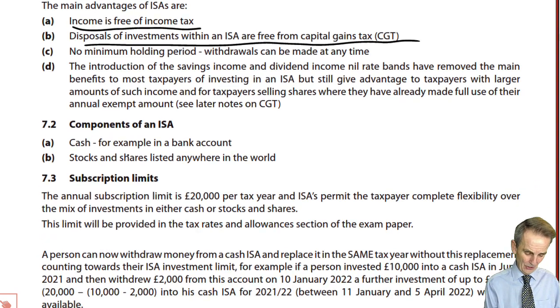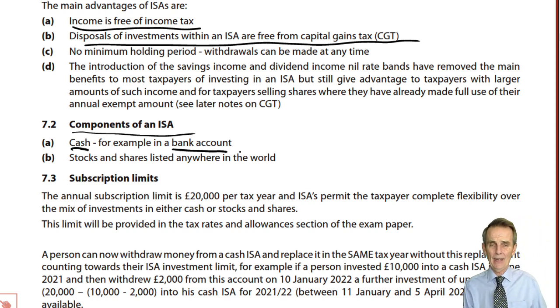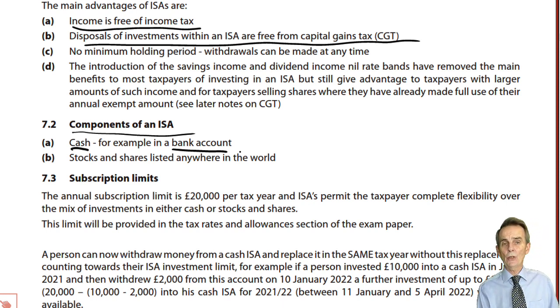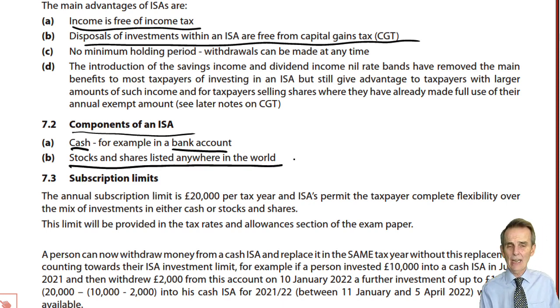Now, what are you going to see within an ISA? Basically, components of an ISA, as shown here, are twofold. Cash in a bank account in some sort of financial institution, but cash held within an account which earns interest. Now, when that's sold, well, you don't sell cash, do you? When you close that account or whatever, you take your cash out, there is no capital gain. But the other component, stocks and shares, that are listed anywhere in the world.